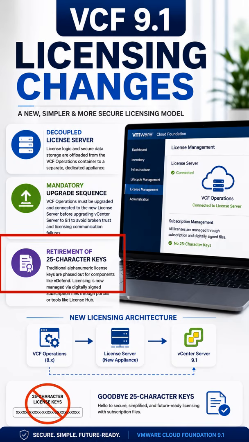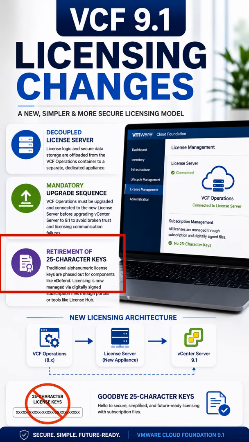be fully licensed, right? And the third major change is around the traditional license key. The traditional 25 character license key is phased out completely, and it's completely subscription based now. Okay, so licensing is here moving towards digitally signed subscription, which is managed through the Broadcom licensing ecosystem and tools such as licensing hub for products such as we defined.